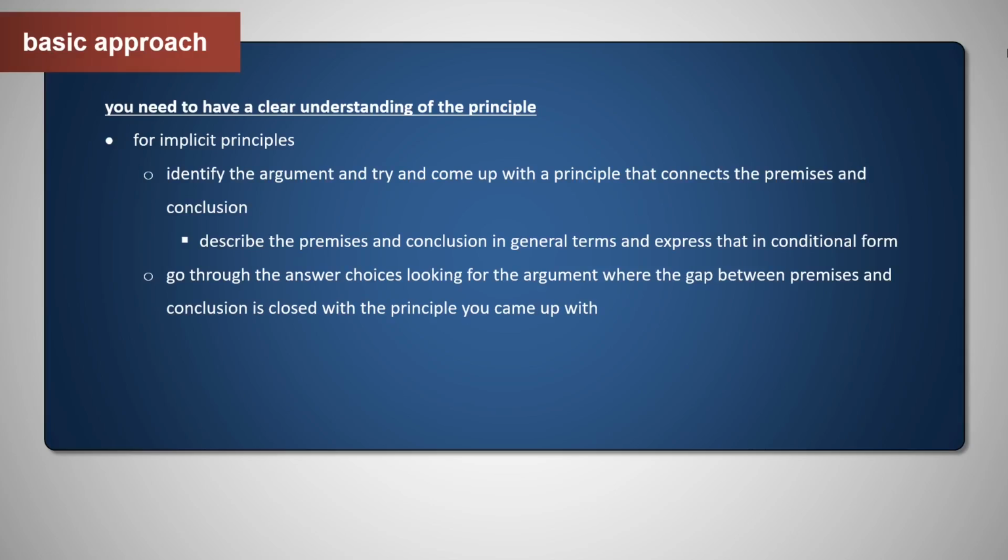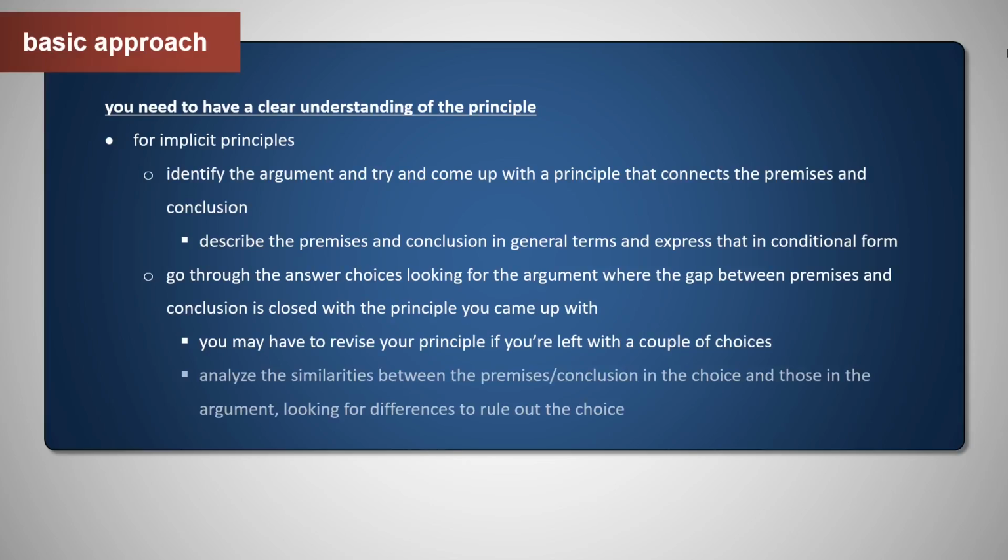Now, you may have to revise your principle if you're left with a couple of choices, because you may not have captured quite the right ideas or been abstract enough, or may have made some assumptions. But generally, this is how you're supposed to do it, in the sense of coming up with your own principle and then applying it to the answer choices. You want to analyze the similarities between the premises and conclusion in the choice and those in the argument, and you're looking for differences to rule out the choice that you think is incorrect. If you're down to a couple of choices, the best way to do it is, as I just said, to see if there's a relevant difference between what you have in the argument above and what you have in your choice.